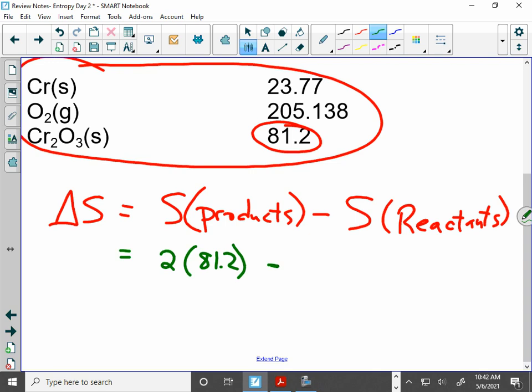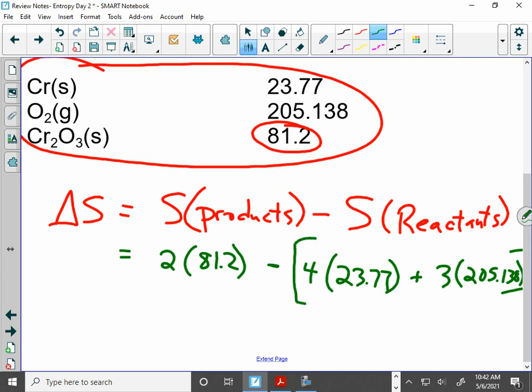Then I'm going to subtract my chromium as a solid, which is 23.77. How many of those do I have? 4 of them. And I am also going to have 3 oxygens that are 205.138. Now, what I do on those is I put a big bracket around those. So I know that I have to do all of these calculations first. So I'm just going to go through and work these.